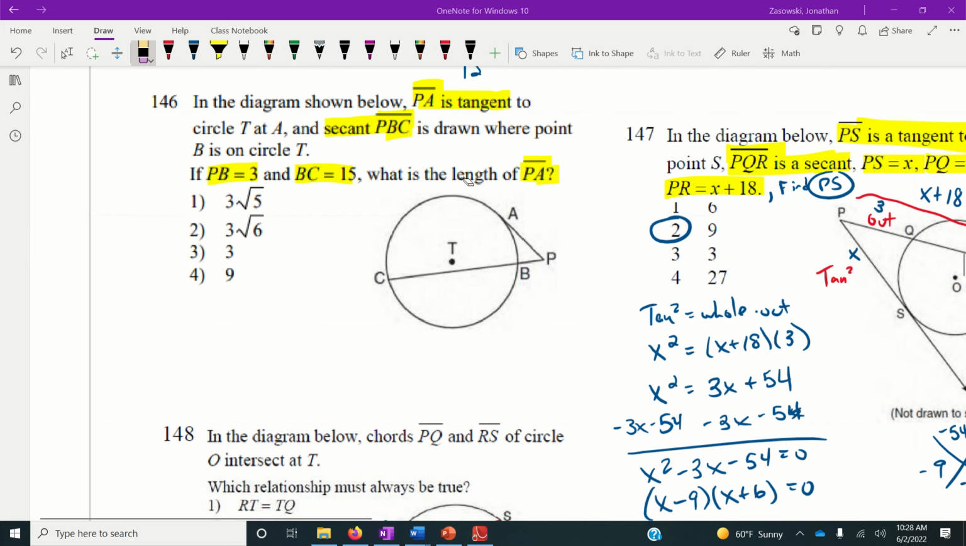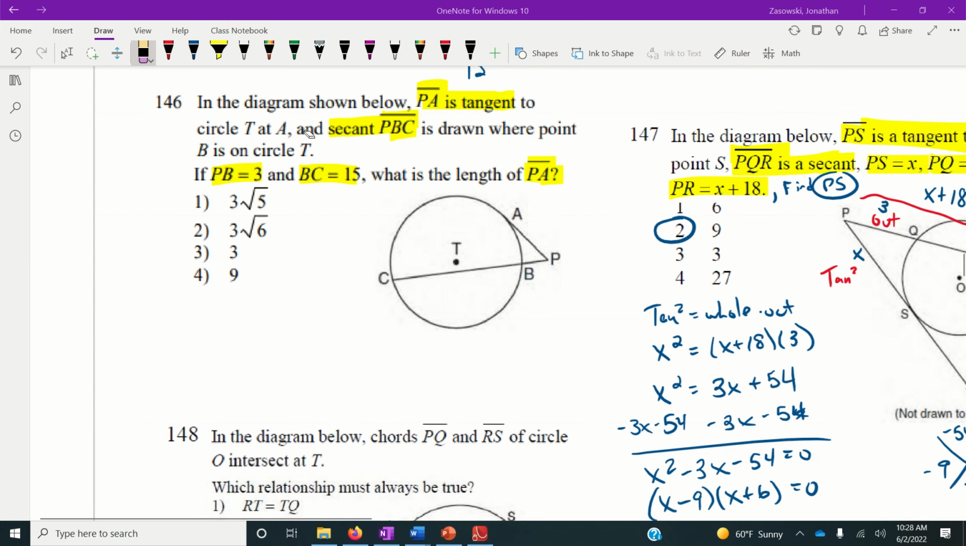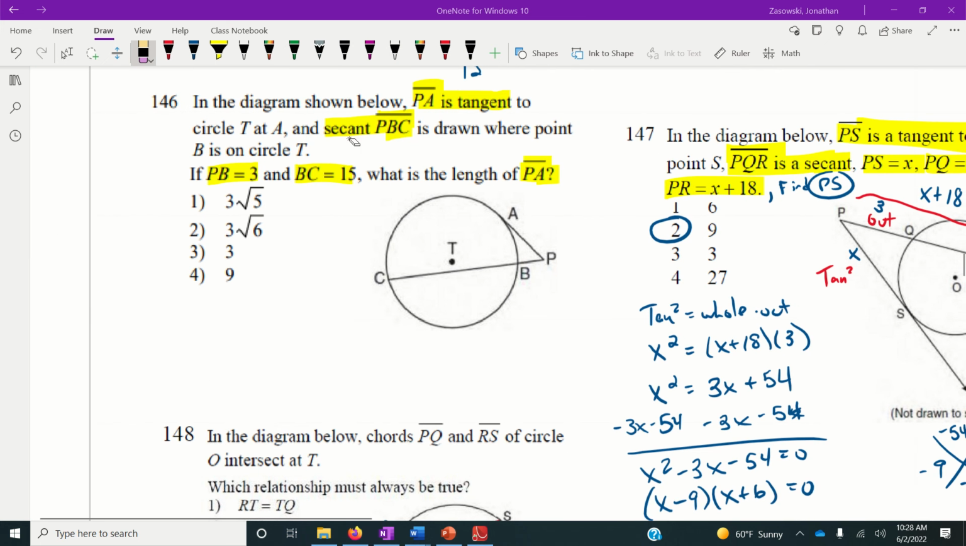All right, so for 146, we have, in the diagram shown below, PA is tangent to the circle. We have a secant line being drawn. So remember, whenever we see a tangent and a secant, we're going to think to ourselves, tangent squared equals whole times outside. So we're going to label our sides. So PB is going to be 3, PA is 15, and then we're looking for PA, which remember is x. We're thinking tangent squared. And remember, we need to do whole times outside, so the whole line is going to be 18.